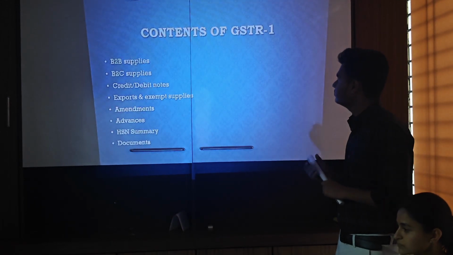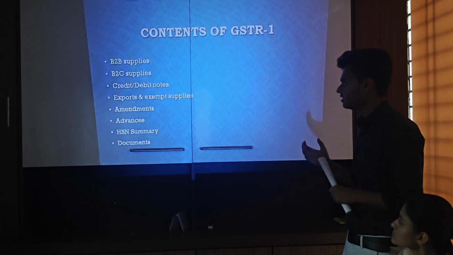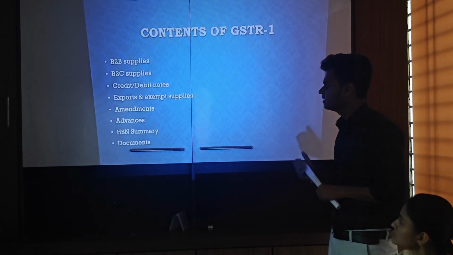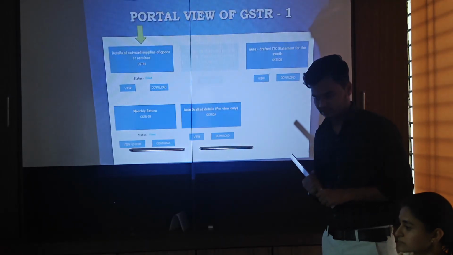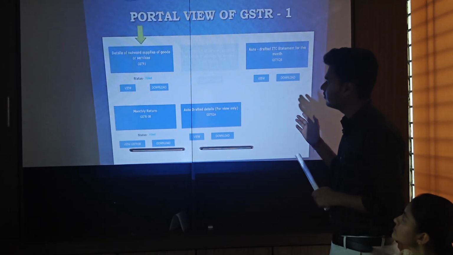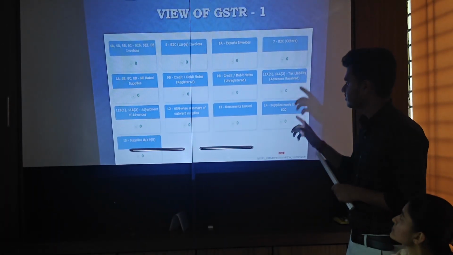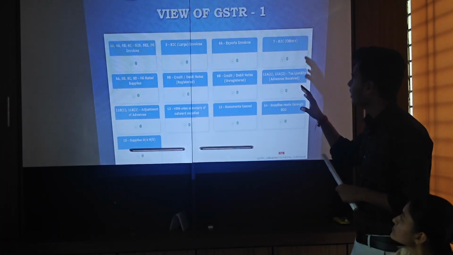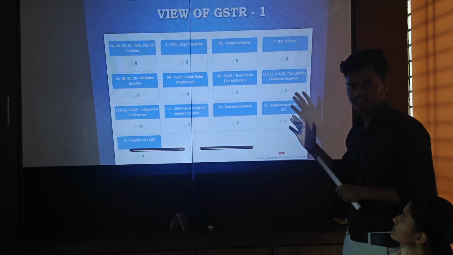These are the contents of GSTR1: B2B supplies, B2C supplies, credit notes, exports and exempt supplies, amendments, advances, HSN summary and documents. This is the photo view of GSTR1. Once you click the tab, it opens in this way, and there are 13 tables in GSTR1.